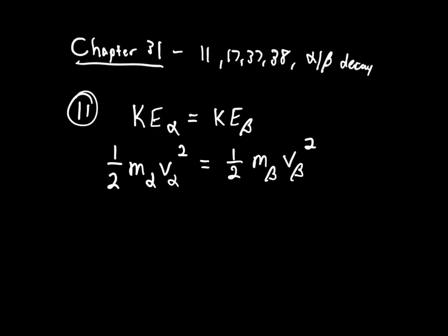So now I have to find the ratio of the velocities. To do that, I have to get all the velocities on one side and then everything else on the other side. Right now I have a 1/2 on each side. I can multiply both sides by 2 and get rid of that 1/2. I can just cancel it out. Right, so this is gone. We don't care about the halves. So I have the mass of the alpha particle, velocity of the alpha particle squared, equals mass of the beta particle times velocity of the beta particle squared.